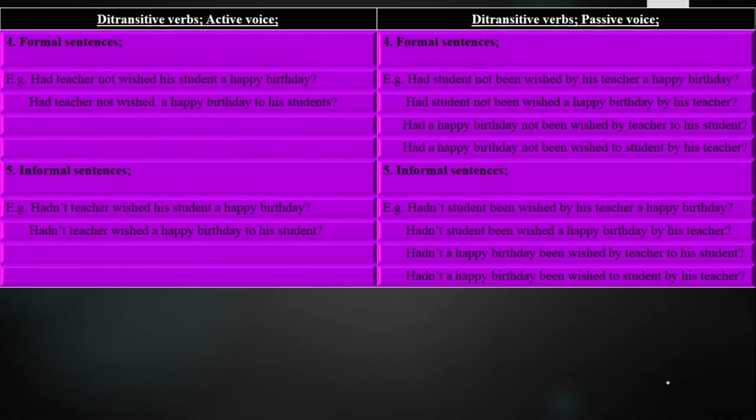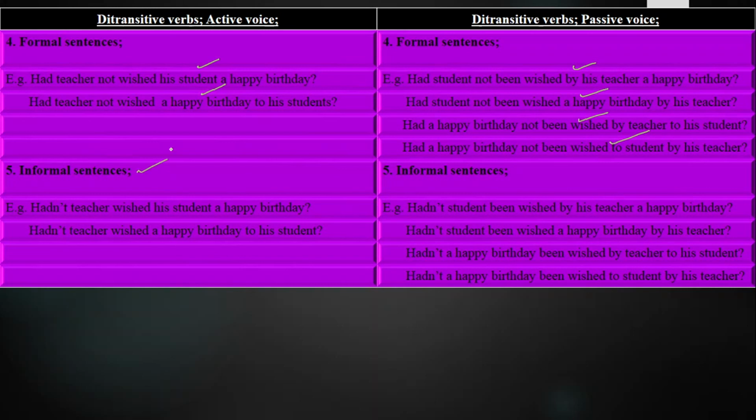Next we have got the formal sentences. Those sentences in which we ask a question, deny the statement, and we ask them in a formal and polite way. Had teacher not wished his student a happy birthday. Had teacher not wished a happy birthday to his student. Had a student not been wished by his teacher a happy birthday. Had a student not been wished a happy birthday by his teacher. Had a happy birthday not been wished by teacher to his student. Had a happy birthday not been wished to student by his teacher.